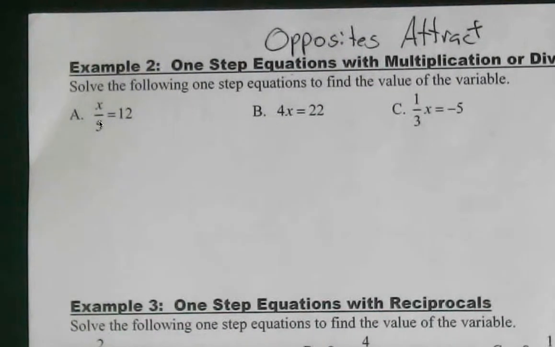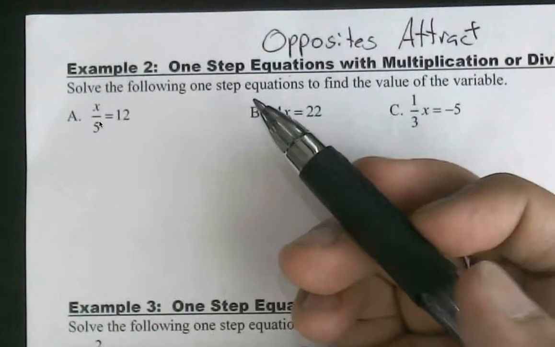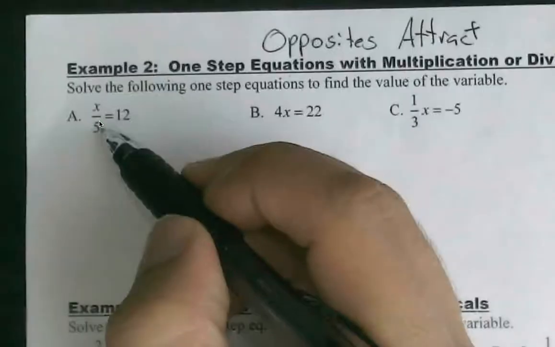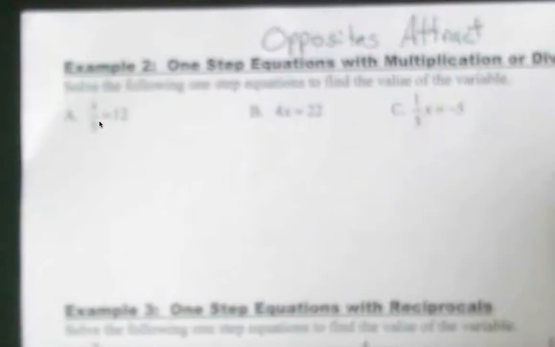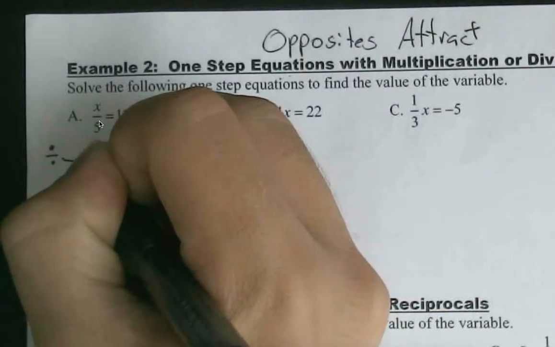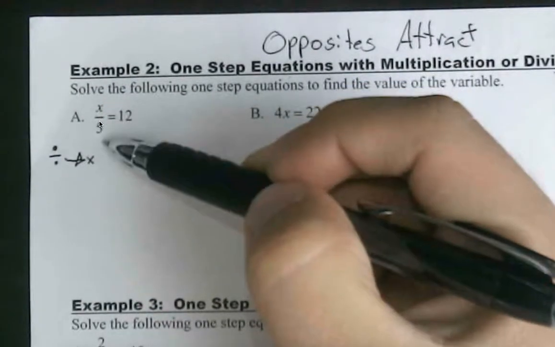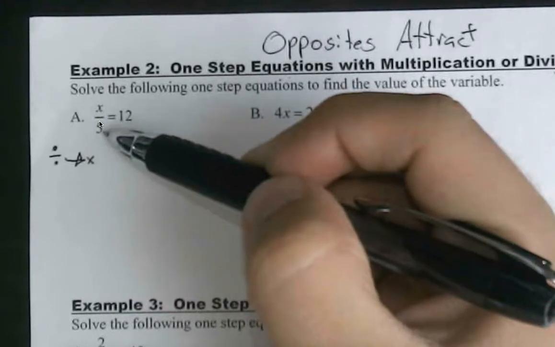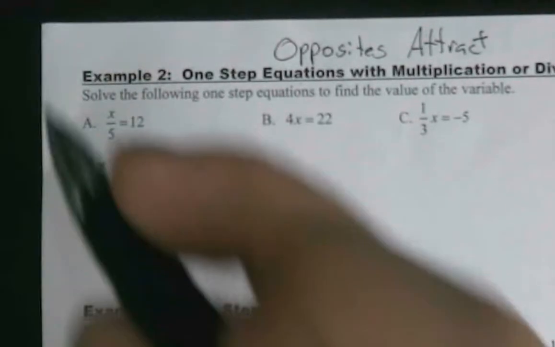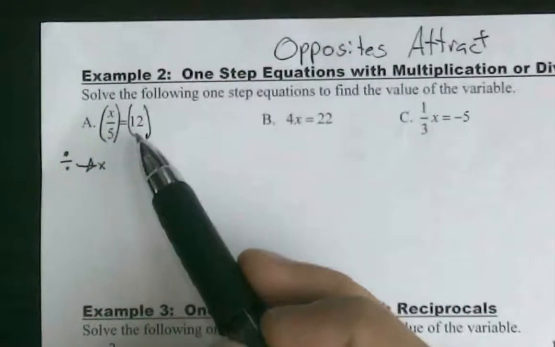For this first problem, we have x over 5 equals 12. Well, what operation is going on here? What do you think? We have x, we have a fraction. What operation are we using here? Well, since we're dividing, we need to get rid of this by using multiplication. So I'm taking a look at this and I'm thinking, what is this term being divided by? How can I get rid of this fraction? Because I know I need to multiply both sides by some term. What term do you think would get rid of this fraction here?